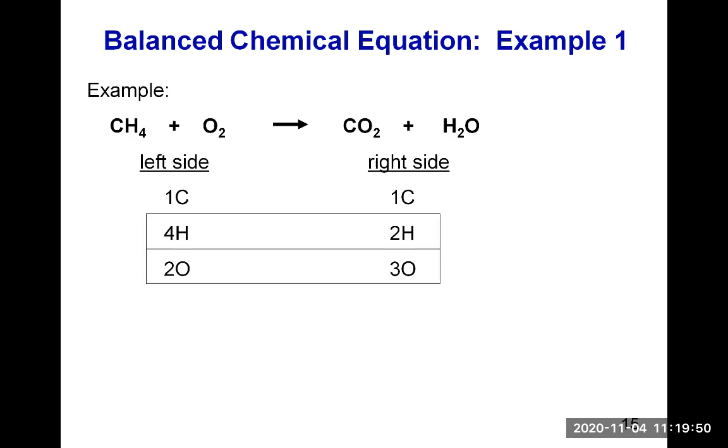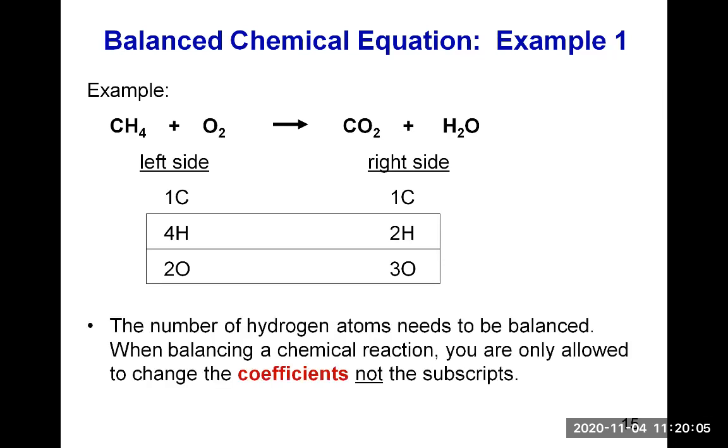So we can see that the hydrogens are not balanced. We have 4 hydrogens on the left, 2 on the right. Same with oxygen. We have 2 oxygens on the left, 3 on the right. So they are not balanced. So we will need to balance them. The number of hydrogen atoms needs to be balanced.